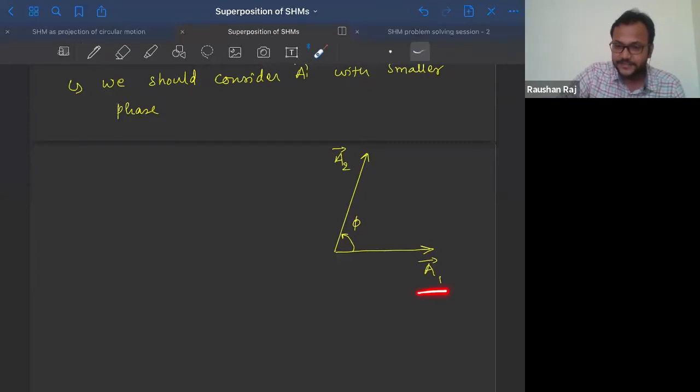This is A1. This is A2. Why I'm saying that you should consider A1 as the one with the small phase is because if you consider A1 with the small phase, it will make sense that A2 is leading by phi. So always do this. It will give you the correct answer. There will not be any confusion.